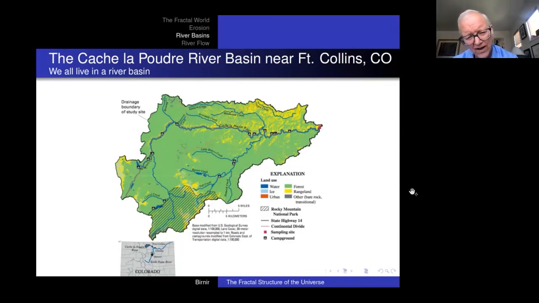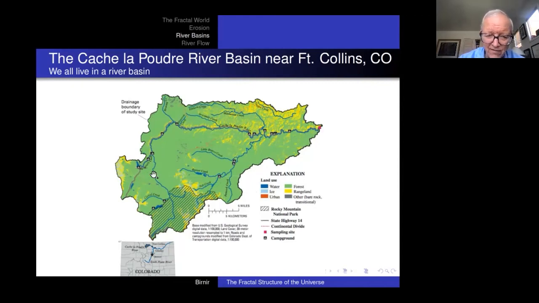But what you notice is that every river basin has a main river, which is this Cache la Poudre River, which sort of goes along the direction of the basin, and you can see that the basin is a little longer in the direction of the main river than perpendicular to the main river. And then there are side rivers that come down the valleys, and they unite in the main river.